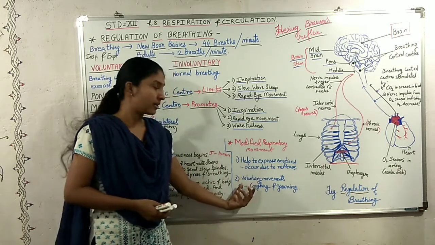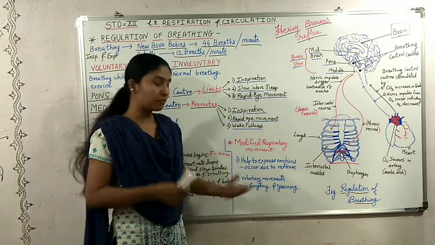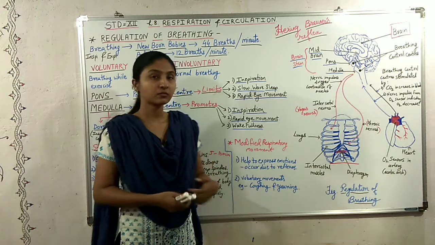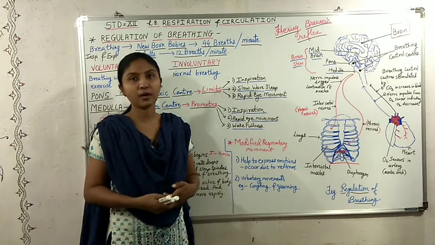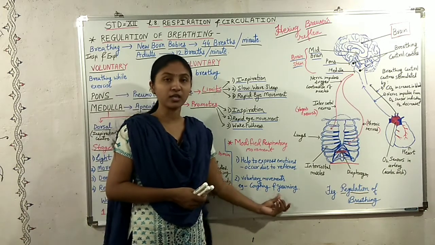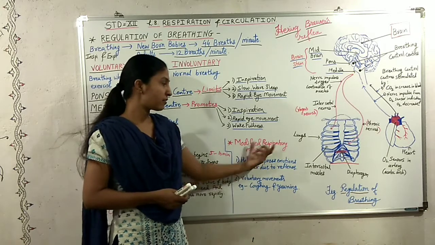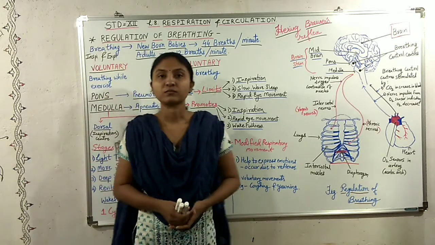And second, they are voluntary movements. Our body does it purposefully, or they are controlled by our body. So, for example, coughing and yawning, these are the voluntary movements. So, these are modified respiratory movements.